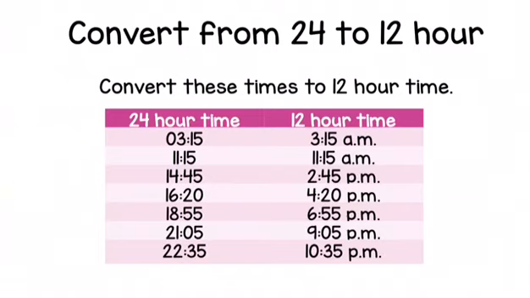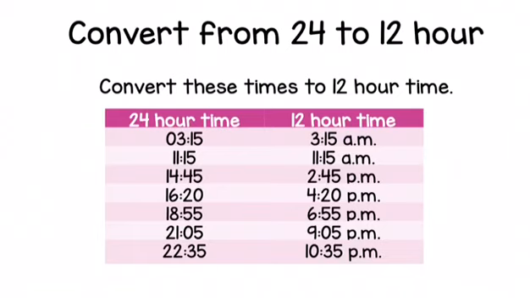Now we move on to the fun stuff. So 14:45, as 14 is bigger than 12, we know it must be PM. Because it is PM, we know that we need to take away 12 from the hours column. So 14 take away 12 we know is 2, which means that 14:45 must be equal to 2:45 PM. Don't forget the PM. Next one, 16:20. Again, 16 is greater than 12, so we know it must be PM, which means we have to take away 12 from 16. 16 take away 12 is 4, so the time must now be 4:20 PM.